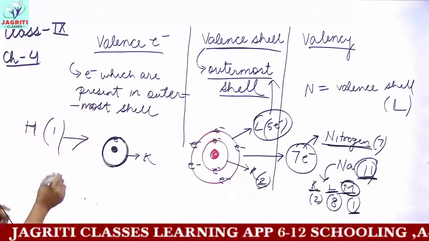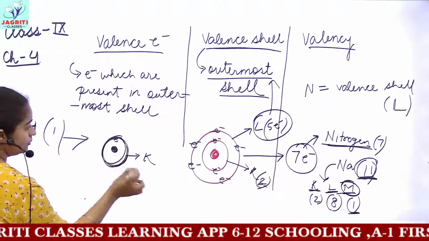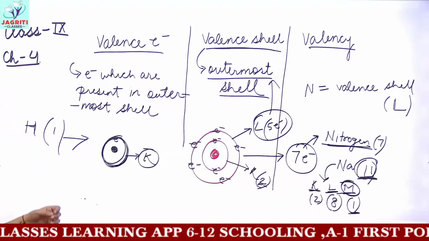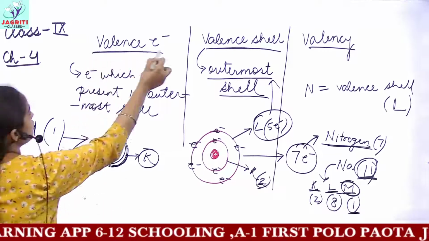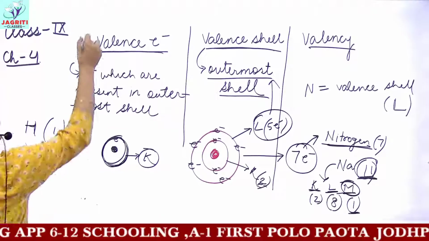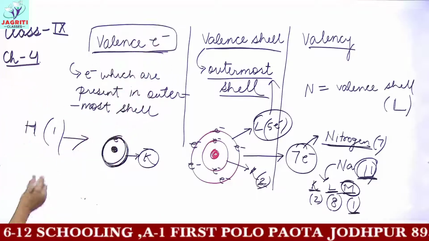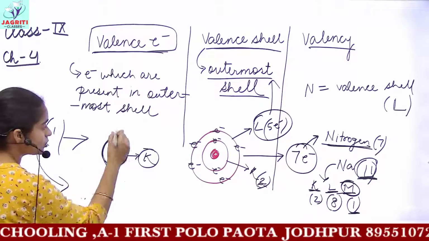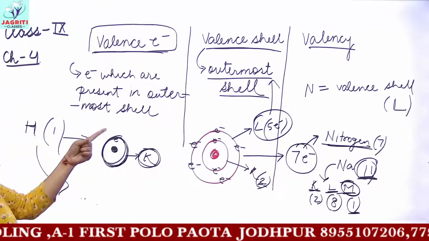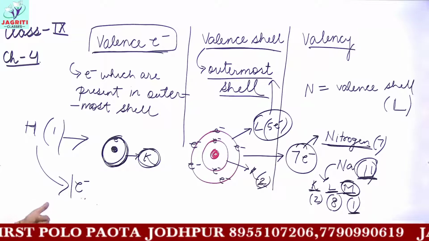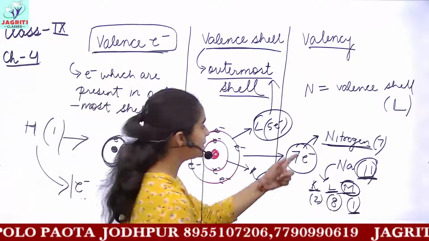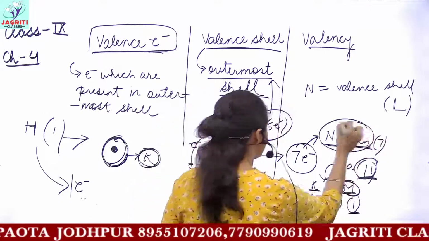Likewise, the valence shell for hydrogen would be the K shell, because the electron is present in the K shell. And if I ask what the valence electron in hydrogen is, how many electrons are present in its valence shell? A single one. So you will say one valence electron is present in hydrogen. Now can you answer me how many valence electrons are present in nitrogen?